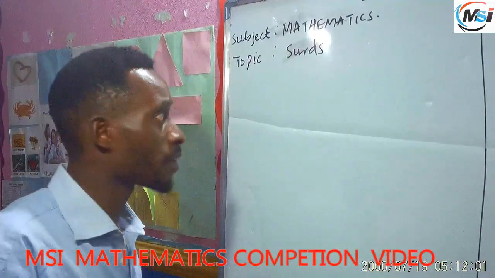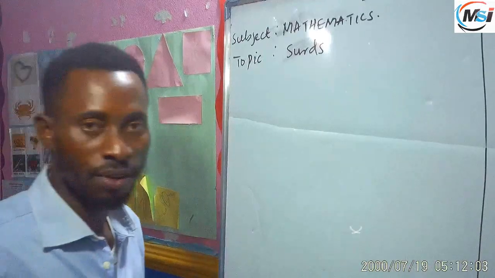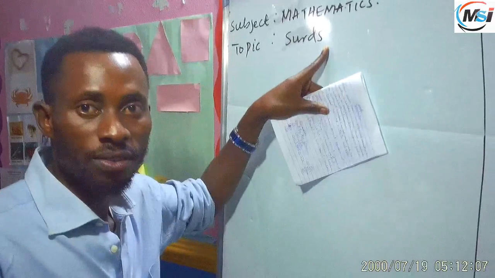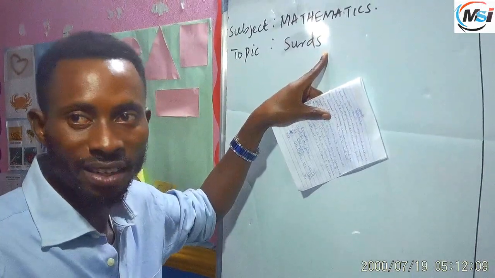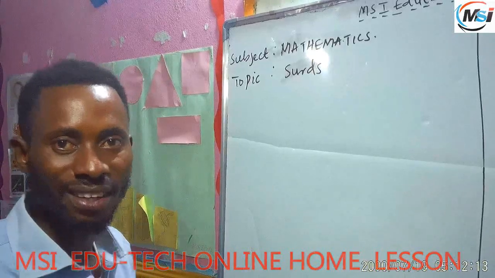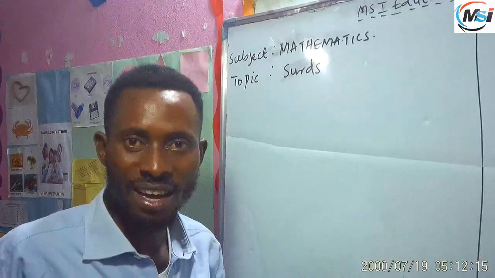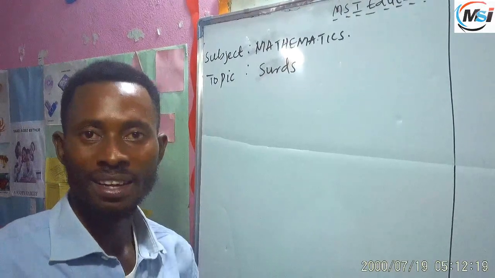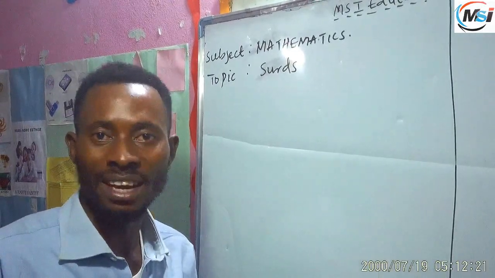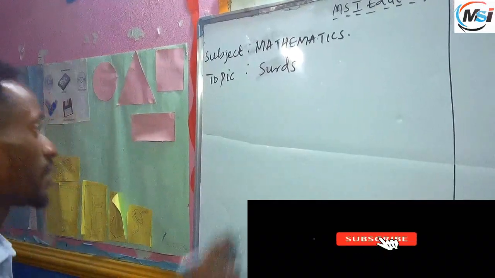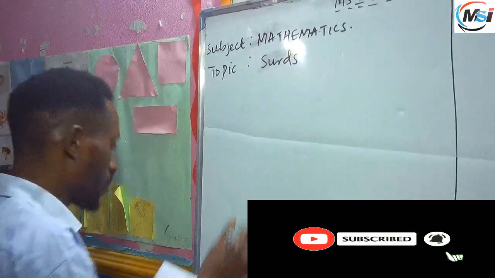Okay, the topic for us today is surd. Before we talk about this topic, surd, we must talk about rational numbers and irrational numbers. Rational numbers are those numbers that can be expressed as an exact fraction, while irrational numbers are those numbers that cannot be exact fractions.